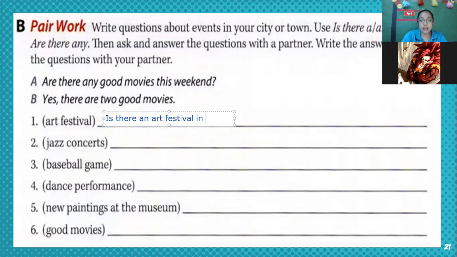In Cisco, this weekend, this one is the question. Or maybe at Cisco, because it's in a specific place. Yes, is there an art festival in Cisco this weekend? So remember, use a if the next word begins with a consonant, or an if the next word begins with a vowel. Check this one. Excellent.